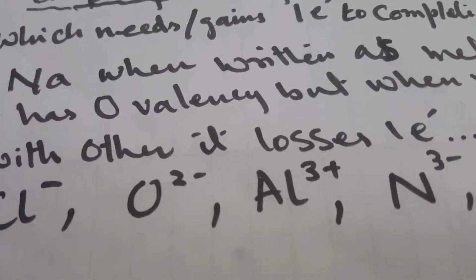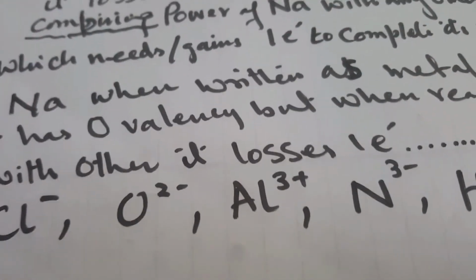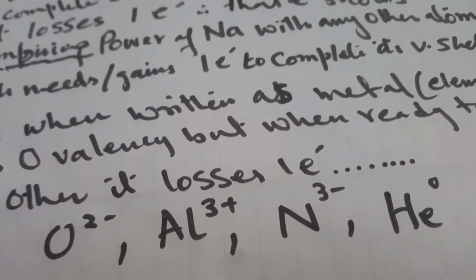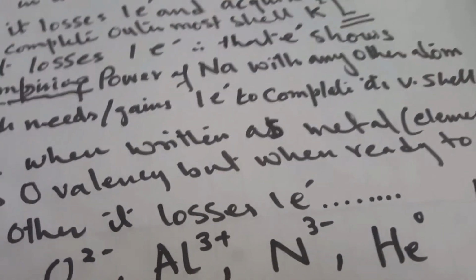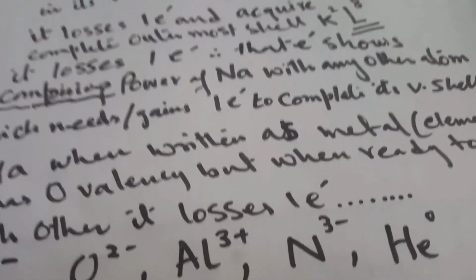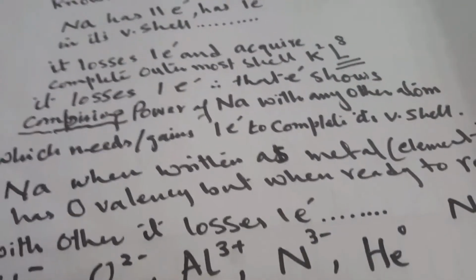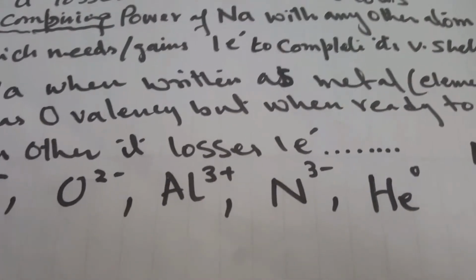Oxygen has 6 electrons in the outermost shell. It gains 2 electrons to complete its outermost shell. Aluminium has 3 electrons in the outermost shell, so it would require 5 electrons, mostly. It's difficult to gain 5 electrons, so it loses its 3 electrons and gets +3 valency.